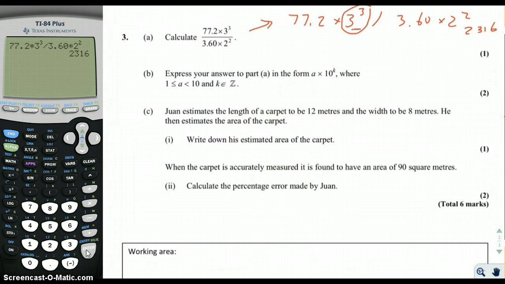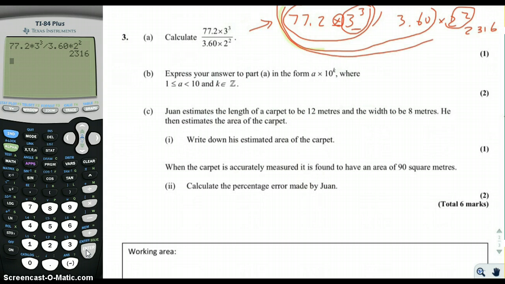Then it's going to do multiplication division, but it's going to do it left to right. So this is the first multiplication, so it's going to do this first. Then it sees this division, it's going to do that next. So it's going to divide by 3.6. And then, oh, wait a second, I forgot. It also does this exponent first, okay? And then it's going to finally multiply by 2 squared. And that's the order it's going to do it when it looks left to right.